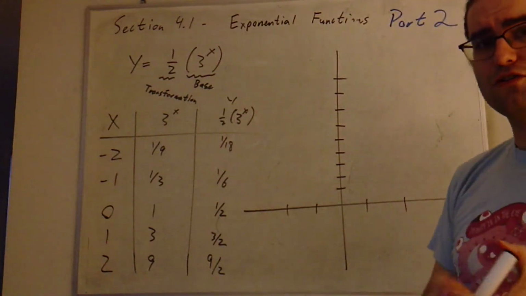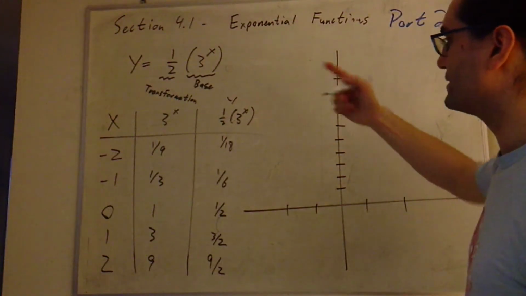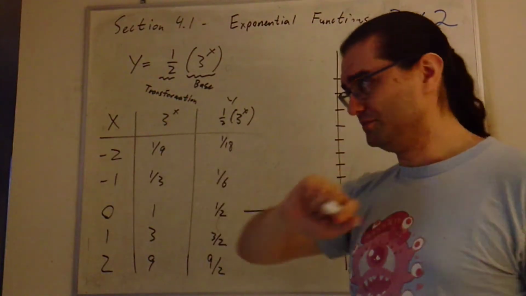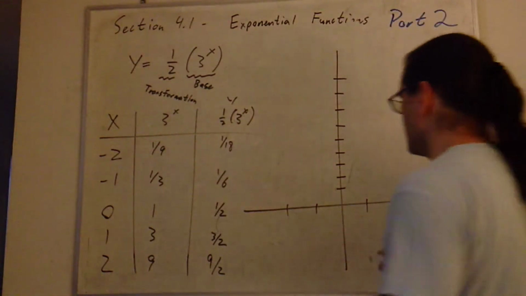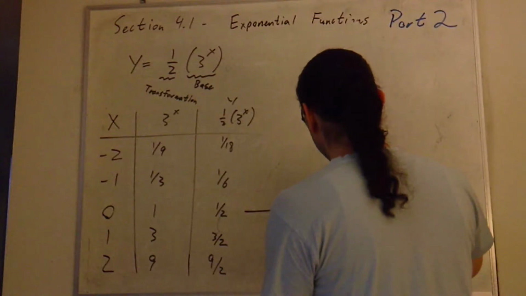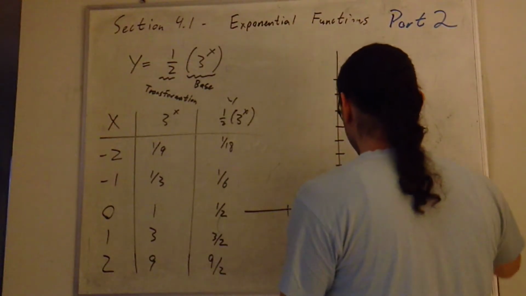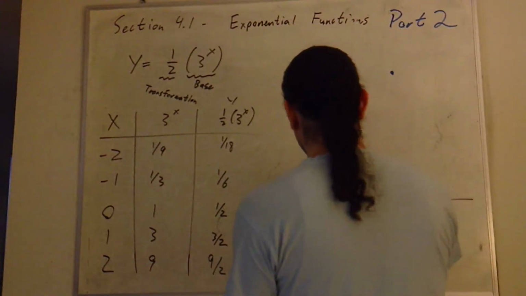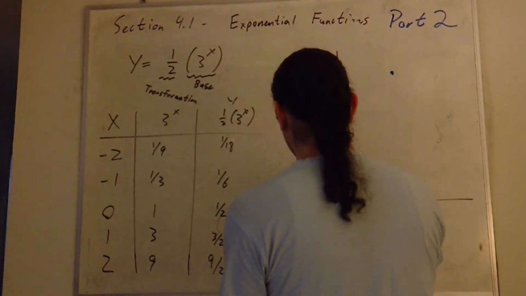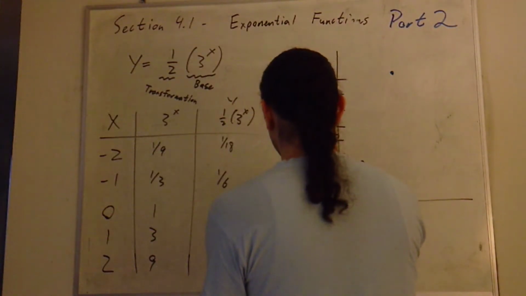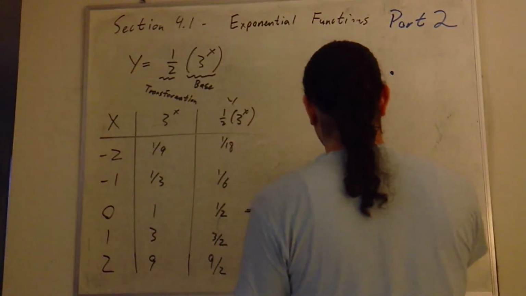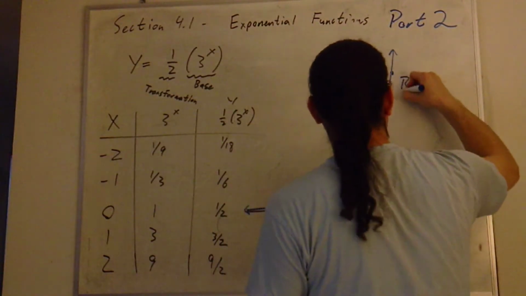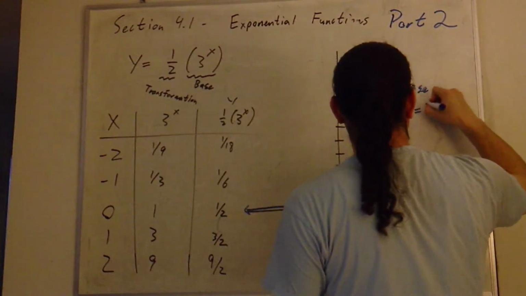I'm going to start by drawing the untransformed original base graph in blue so that we can see exactly what's happening. So in blue, the untransformed version of this goes through 0, 1 like they all do. It's 1, 3, and 2, 9. And then back here it's 1/3 and 1, 9. So this is the original untransformed base graph, y equals 3 to the x.